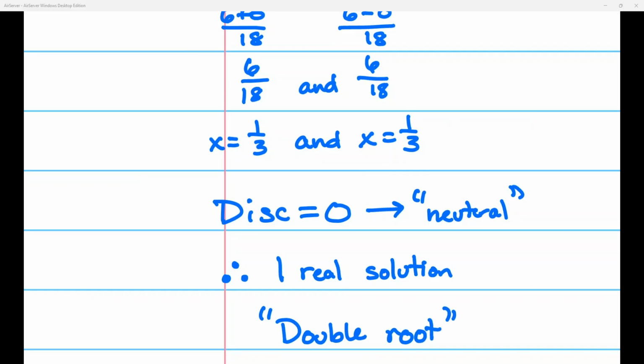because you get the answer twice. So when I see that x equals 1/3 and x equals 1/3, I'm saying the same thing. Really, I could just say x equals 1/3. That's it, right? You only got one solution out of it, which is 1/3, but you got a double solution. It's like you got it twice, all right?